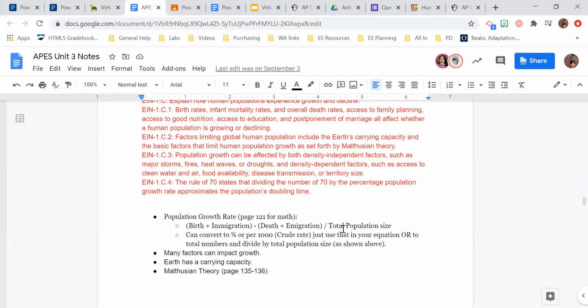Now you can convert this to a percent or per 1,000. So you're going to have to change that into a percent by multiplying by 100. Or you can do it per 1,000, and we call that the crude rate. Now we can also use this to find the crude rate of births or the crude rate of deaths alone. So crude birth rate would be per 1,000, and crude death rate would be per 1,000 as well.